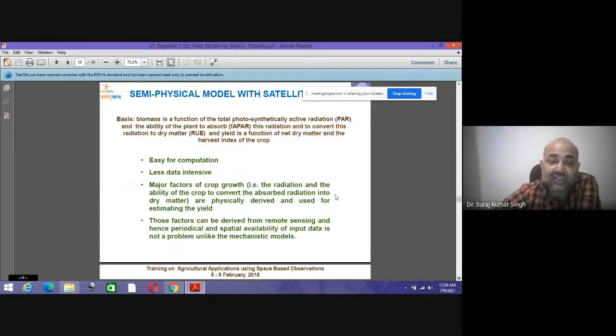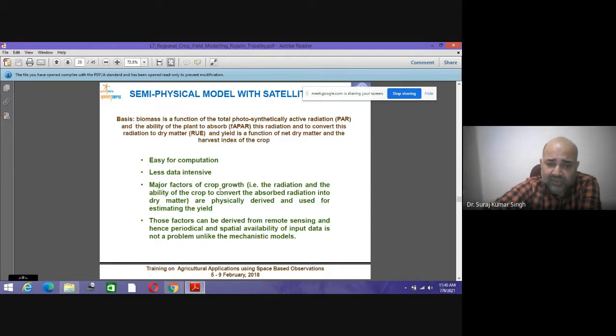Some semi-physical models are used with satellite images, on the basis of which biomass is a function of the total photosynthetically active radiation, that is power, and the ability of the plant to absorb this radiation and convert it to dry matter. The yield is a function of the net dry matter and the harvest index of a crop. So the remote sensing data makes computation easy and less data intensive.